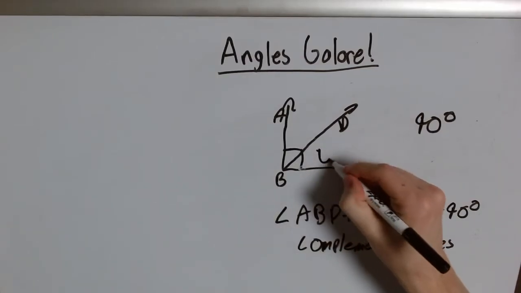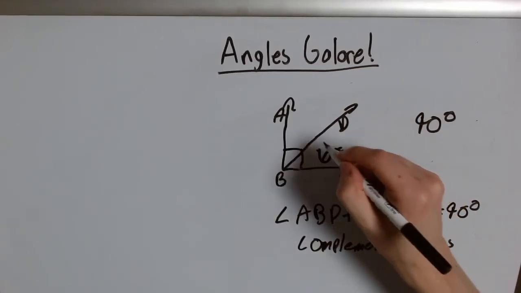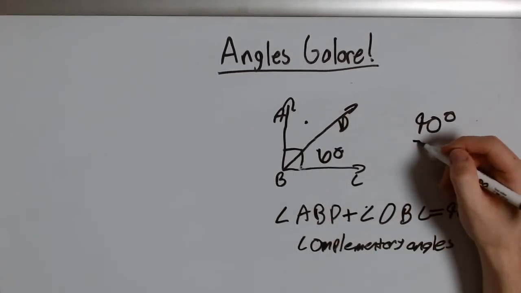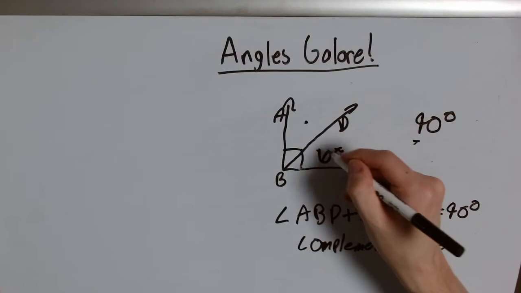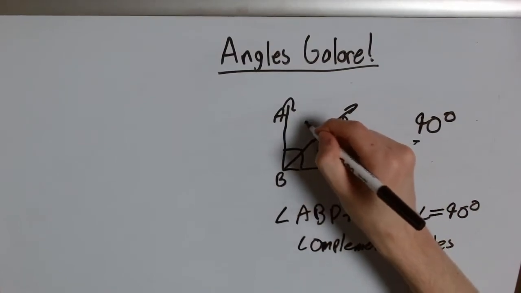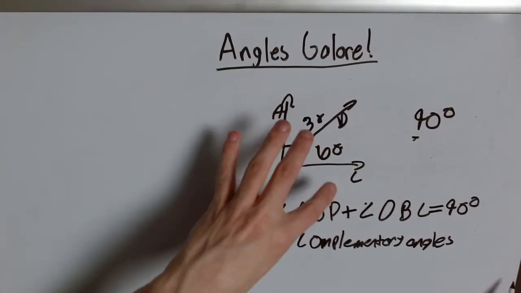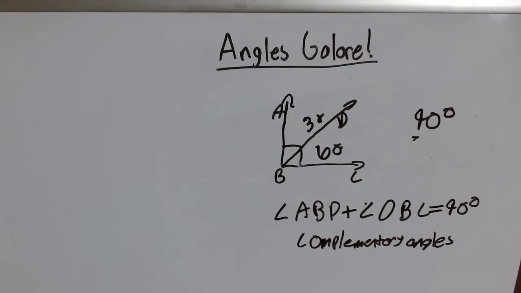If this is 60, well, 60 plus whatever measurement this is has to equal 90. So in order for these two to add up to 90, this has to be 30. And just by seeing that right angle, you've solved whatever problem you're presented here. That's how powerful this trick is.